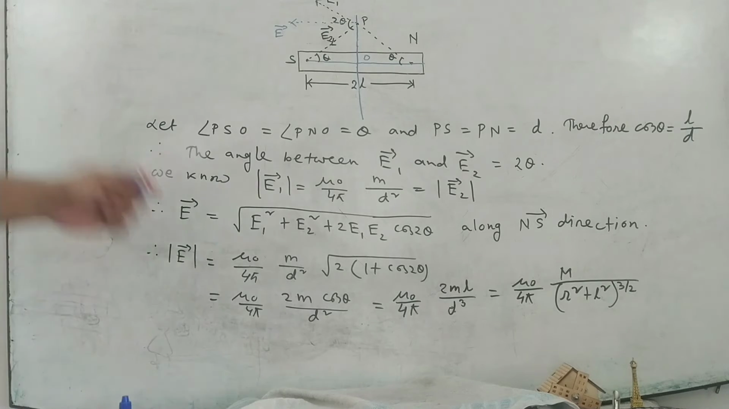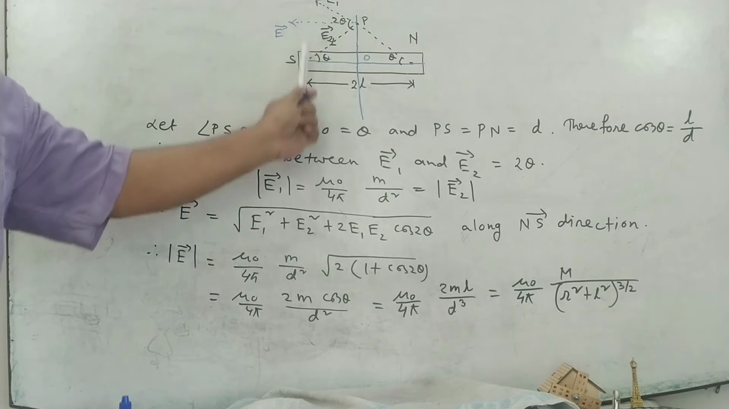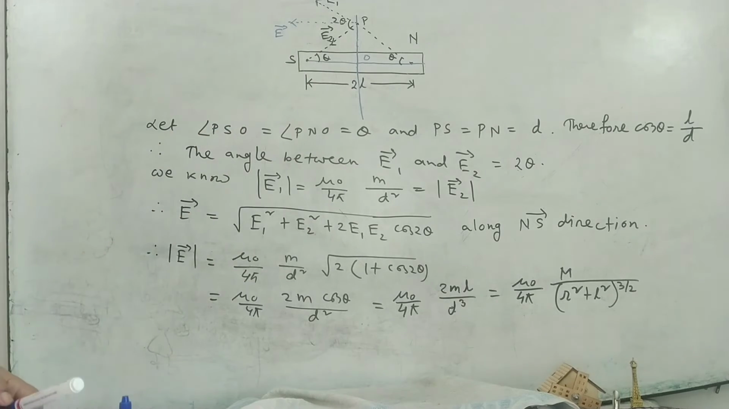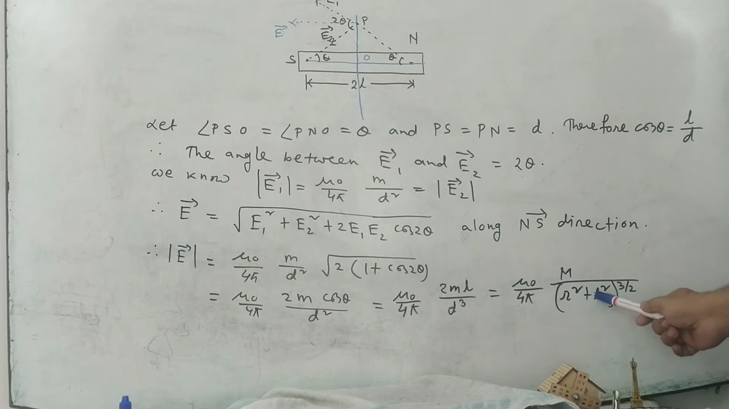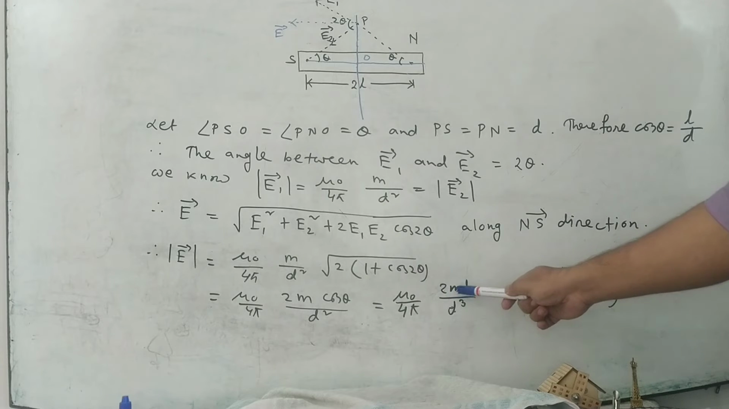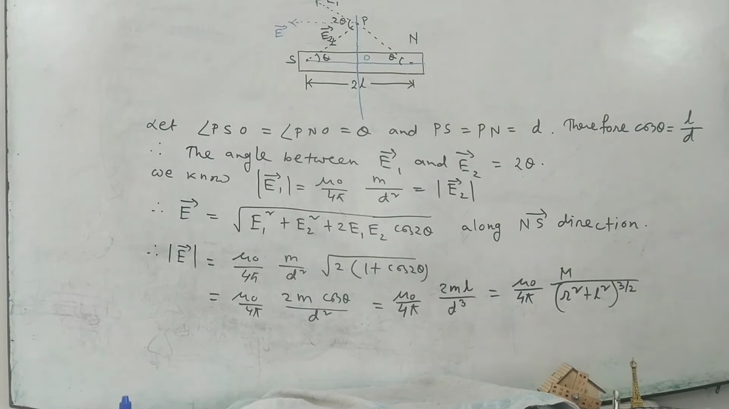And you know that D is the hypotenuse of triangle PSO, that's why D is equal to under root of R square plus L square. This gives the magnitude of E vector is equal to mu 0 by 4 pi capital M by (r square plus L square) whole to the power 3 by 2. Here 2 small m L is equal to capital M, where capital M is the magnetic dipole moment of this bar magnet.